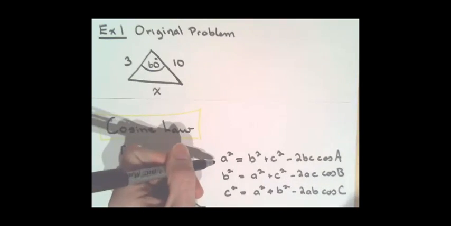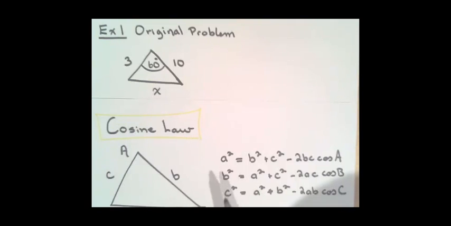I'm going to choose this formula and show you how you can almost disregard these letters and essentially customize the cosine law for each question. So let me show you how I do that.